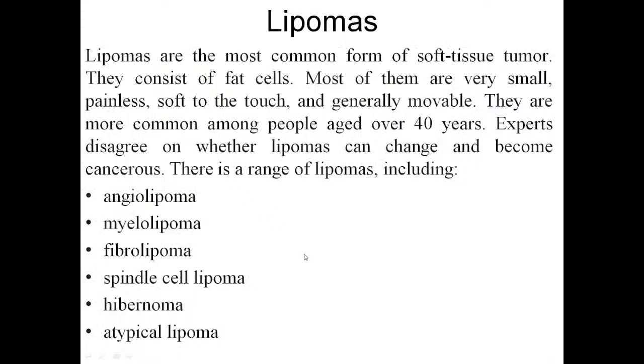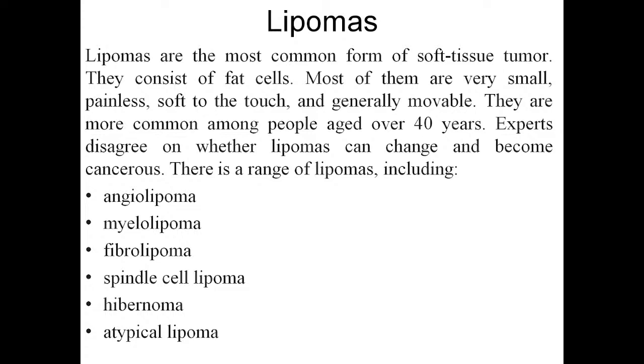Lipomas. Lipomas are the most common form of soft tissue tumor. They consist of fat cells. Most of them are very small, painless, soft to the touch, and generally movable. They are more common among people aged over 40 years. Experts disagree on whether lipomas can change and become cancerous.